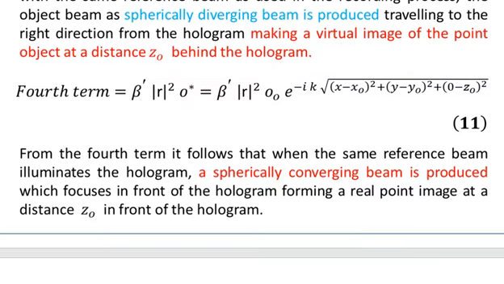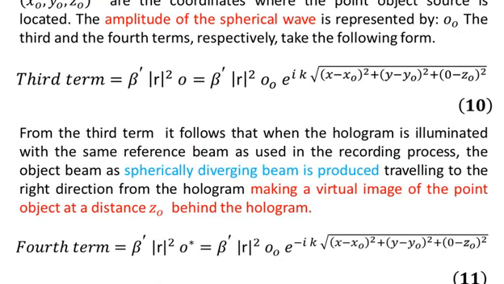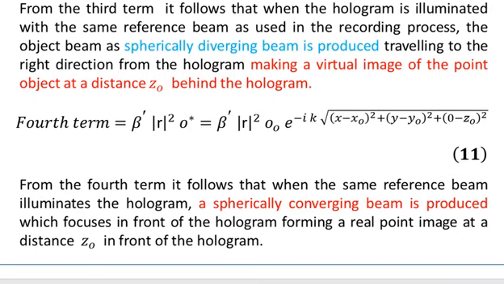So from the fourth term, it appears that when the same reference beam illuminates the hologram, a spherically converging beam is produced which focuses in front of the hologram, forming a real image at a distance z not in front of the hologram, because this is the focusing beam. So equation number 10 gives you a beam which is diverging, so due to this beam we shall see the virtual object behind the hologram, and equation number 11 gives you a converging beam after the hologram, and it will give you the real image in front of the hologram.